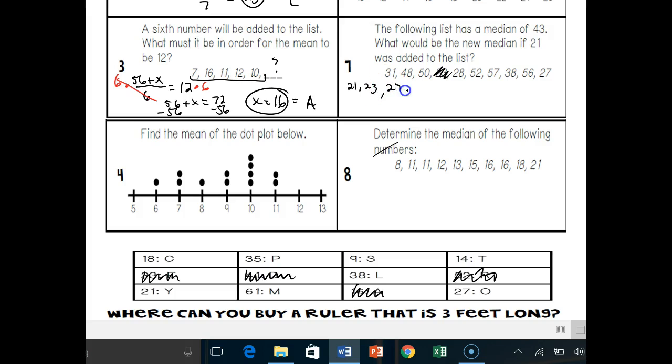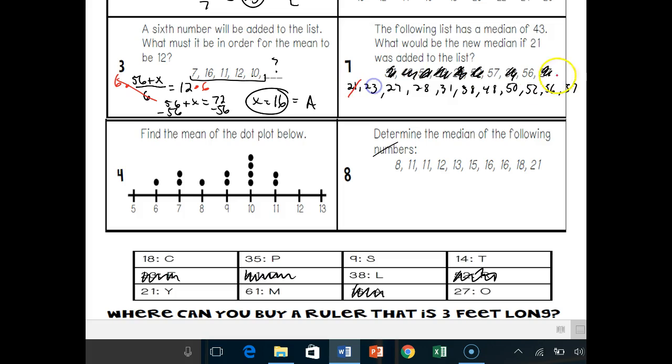27, then 28, then 31. Sorry, I got to cross these off. Then 38. Then 48, then 50 and 52, 56 and 57. All right, so I've ordered it.